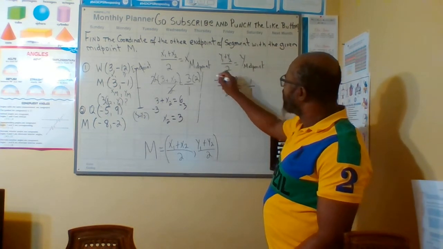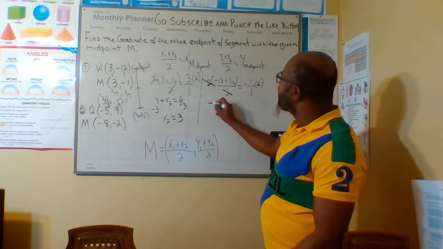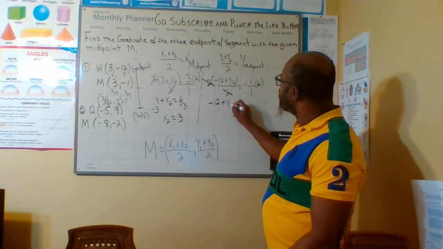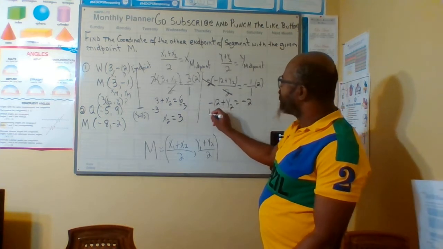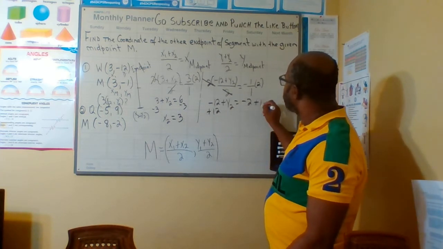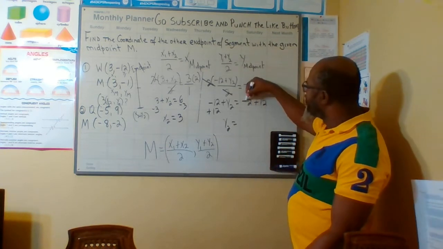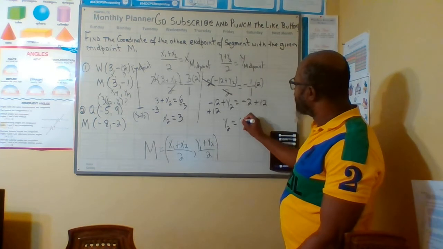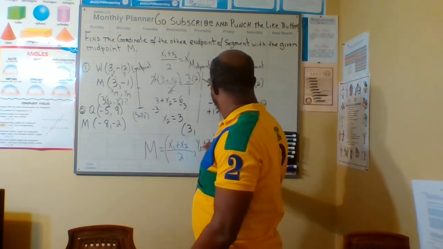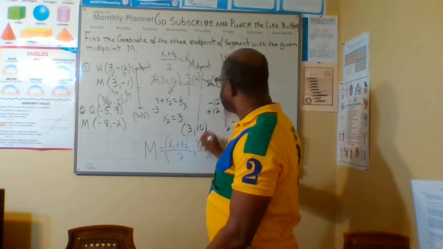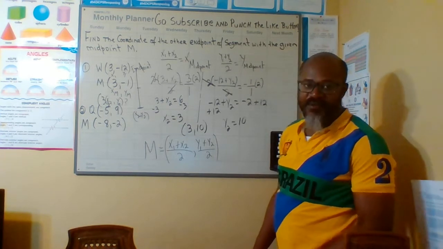So I can multiply both sides by 2. This 2 will cancel with that. I will have negative 12 plus y2 is equal to negative 2. Now I need to get y2 by itself. I add 12 and I add 12. So I'll have y2 is equal to negative 2 plus 12, which is 10. So this is the point I am looking for. My x2 is 3, my y2 is 10. This is the other endpoint. All right? And this problem is completely done.